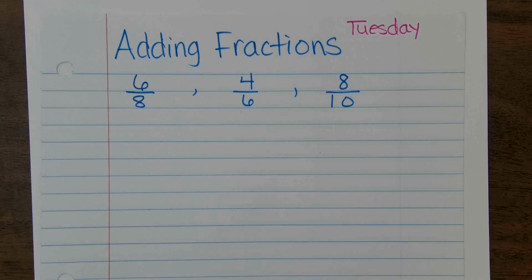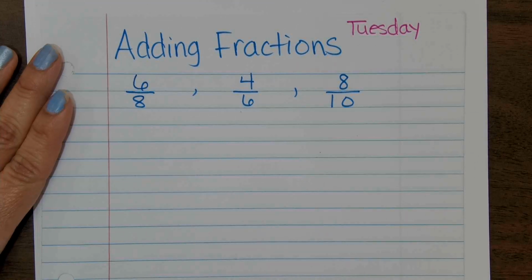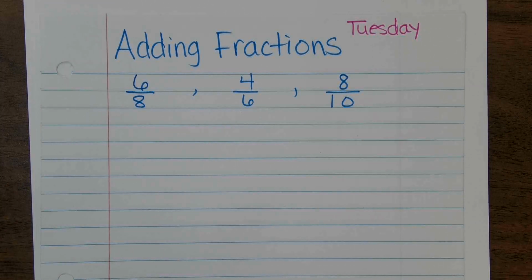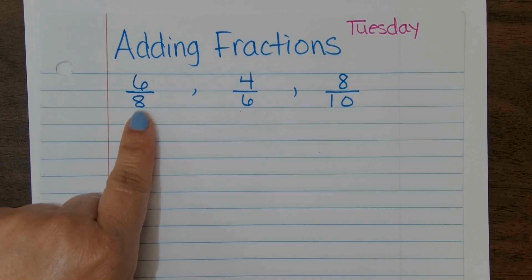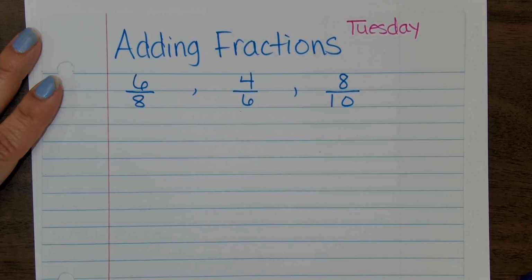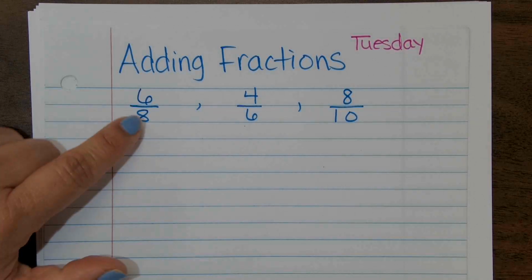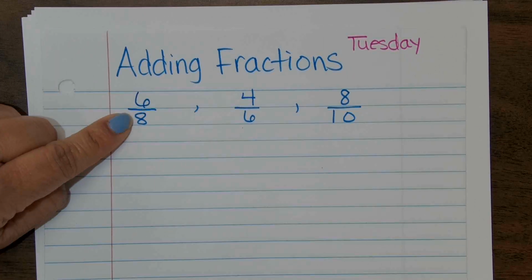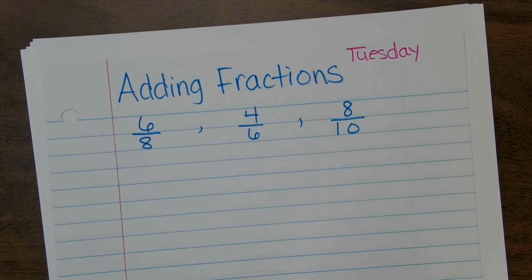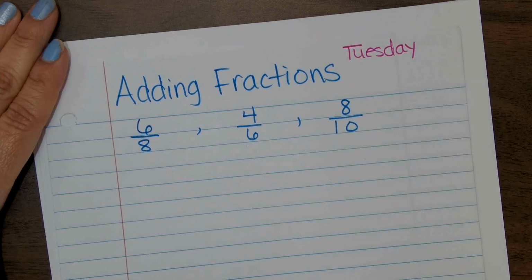Okay, so today we will be adding fractions. First, let's start with finding addition number sentences to represent these fractions. Let's start with 6/8. We're going to find different ways that we can add and get a sum of 6/8. We can use fraction circles, fraction bars, or number lines.